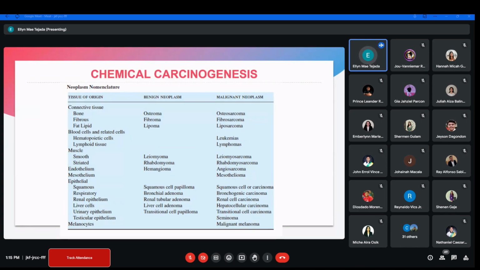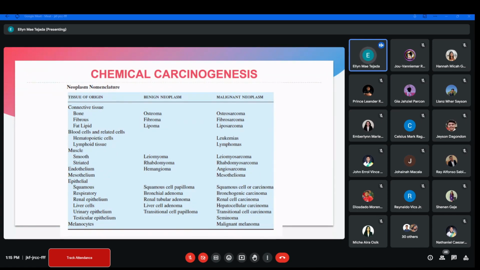Now, for benign, let's say for example, fibrous under the connective tissue. A fibrous neoplasm would be termed fibroma. And under your benign glandular epithelium, it is termed adenoma. However, under your malignant neoplasm, it has two categories: you have your carcinoma and sarcoma.